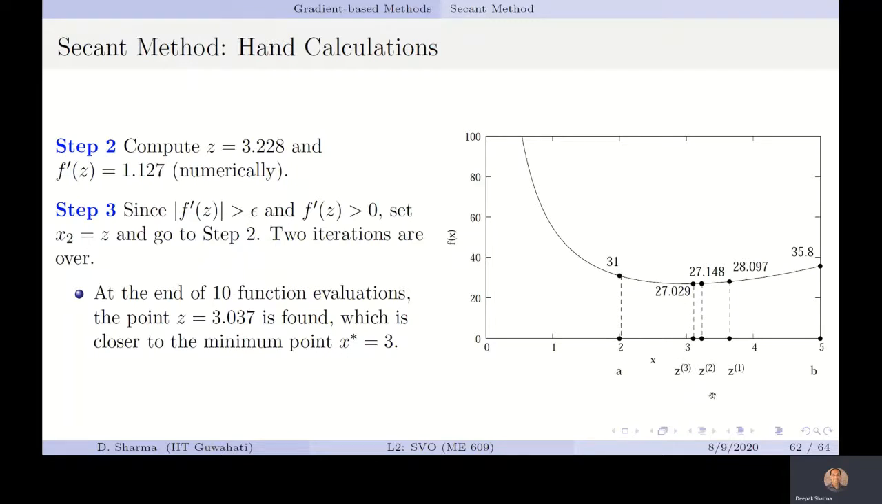Now look at the figure. I'm showing you A and B along the x-axis, and then I'm showing Z1, Z2, and Z3, from which you can make out how this particular function is moving towards the optima.